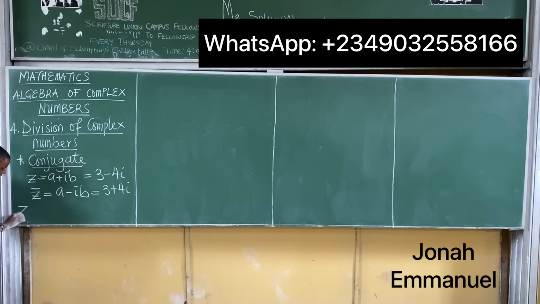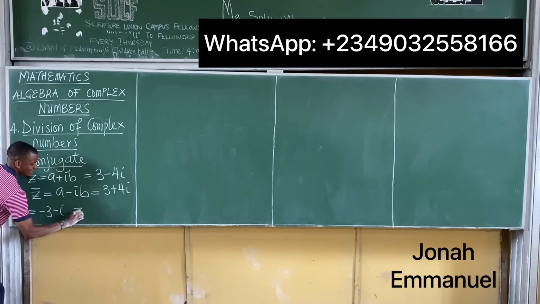Finally, if z is equal to, let's say, minus 3 minus i, we'll have that z bar, which is the conjugate of this. Let's call this z asterisk to separate it here.